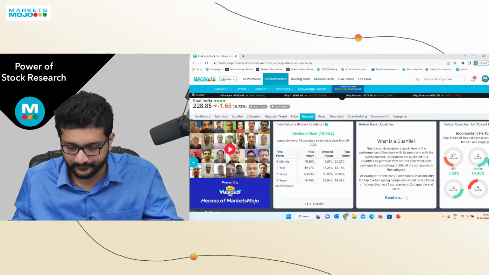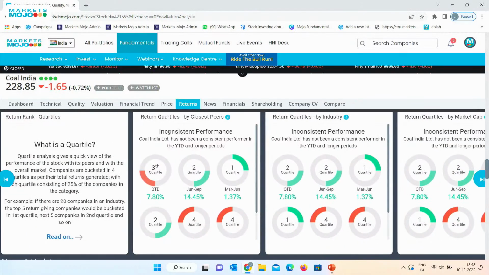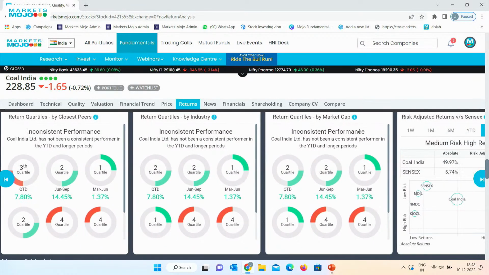You just go on the right. And what we've done is return quartile by closest peers group, by the industry group, by the market cap group. Okay, and across all, this particular company, Coal India, has been an inconsistent performer. It's not performed consistently over different horizons. When you look at particular companies like this, you should look at whether it comes in the first or second quartile over a longer horizon.